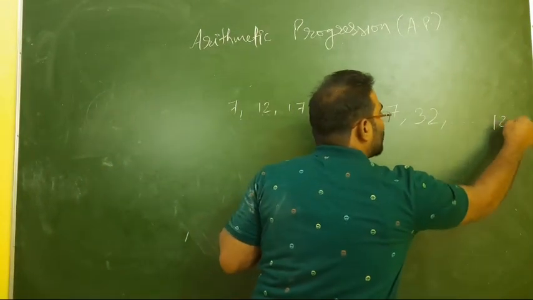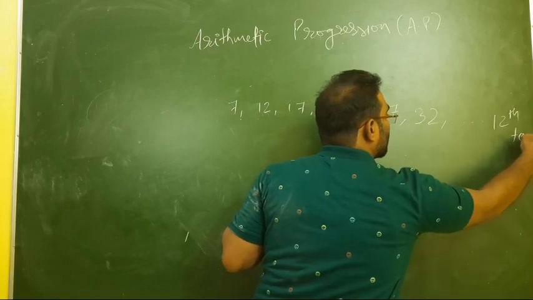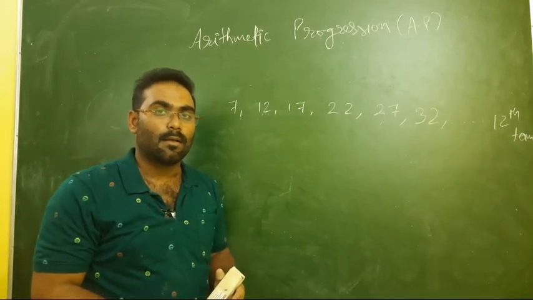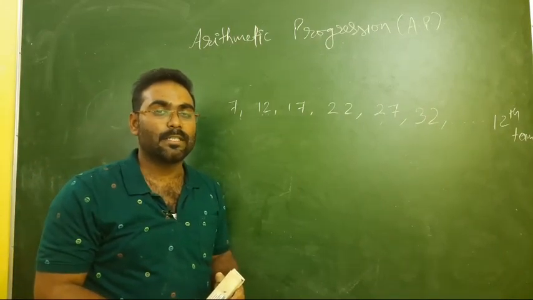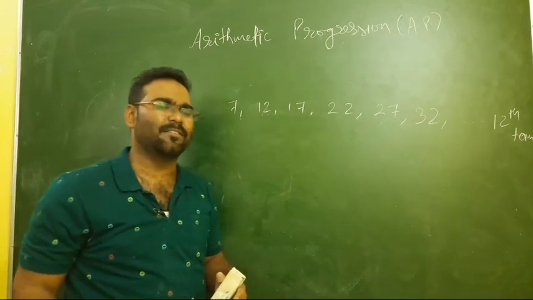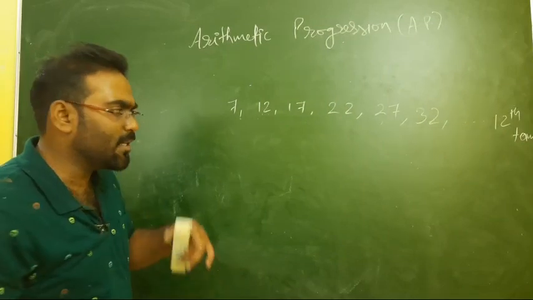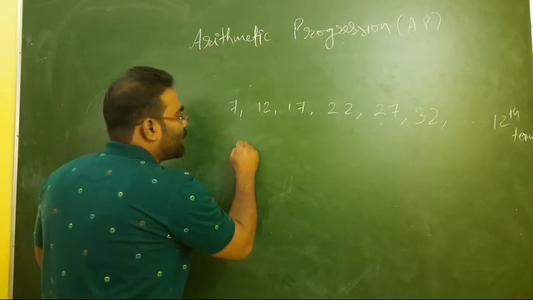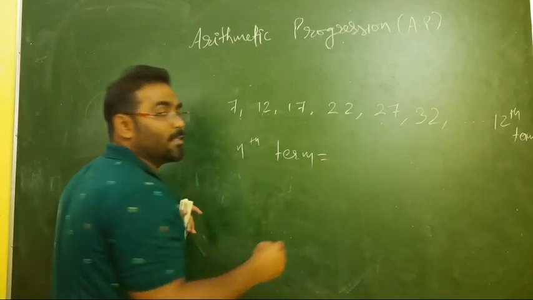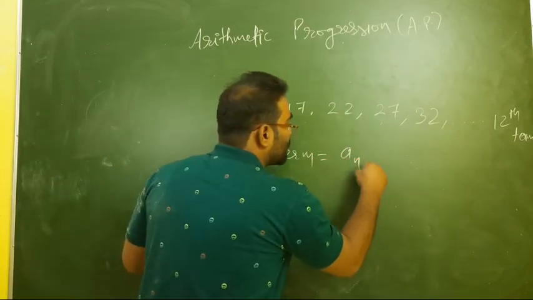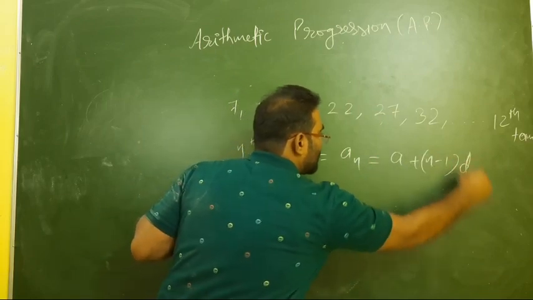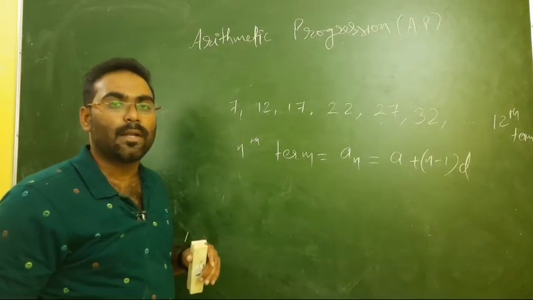Now if I ask you to find the value of the 12th term, how will you find it? Now this becomes a bit difficult. This is the first impression, that it is difficult. But this is actually not difficult. Now see, in order to find the value of the nth term, we use the symbol an, and the formula is a plus n minus 1 into d. a plus n minus 1 d.